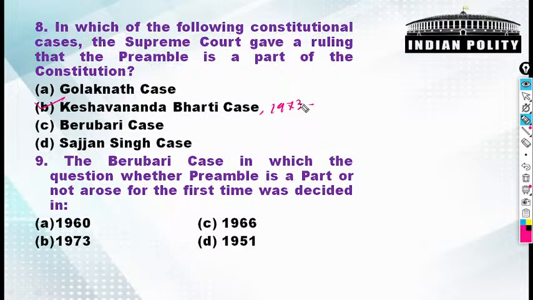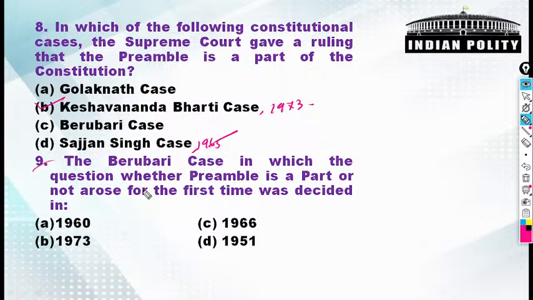And Sajan Singh versus State of Rajasthan 1965. It also invoked the doctrine of basic structure, but the doctrine of basic structure was confirmed by the Supreme Court in the Kesavananda Bharati case, although the Sajan Singh case of 1965 also related to basic structure.